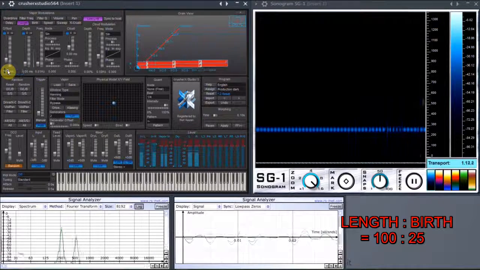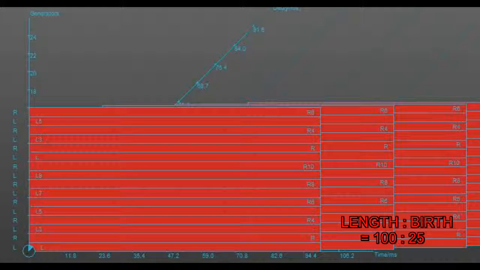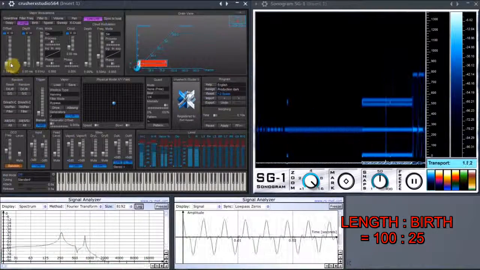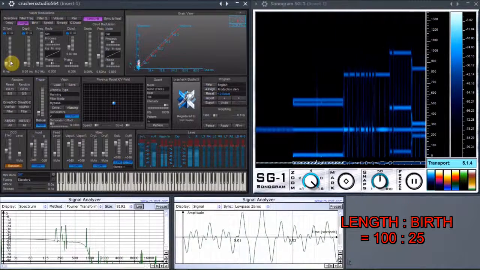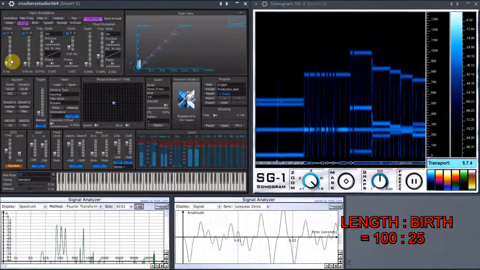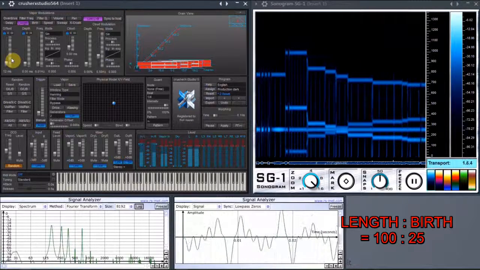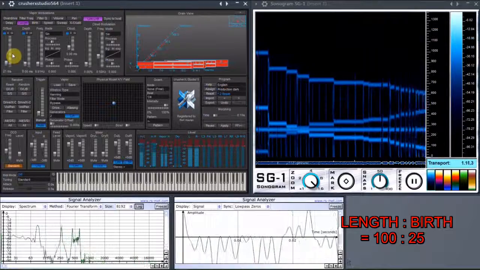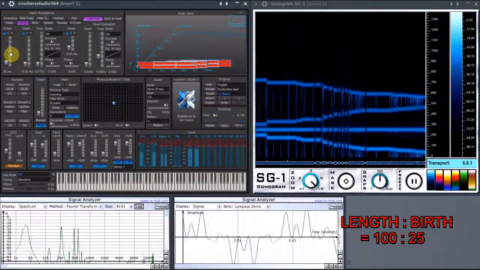I increase the percentage of overlapping by choosing a length-to-birth relation of 100 to 25, meaning 75% of the grain's length overlap. Between lengths of 1 to 12 milliseconds we get bell-like sounds again. Between 13 and 40 milliseconds, the sound gets machine-like. We get drones and the perceived pitch decreases.